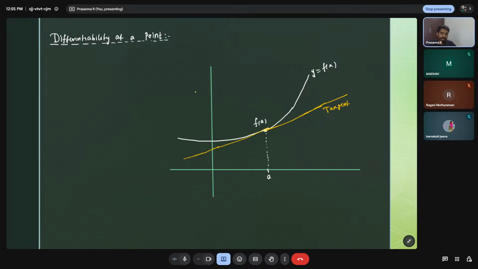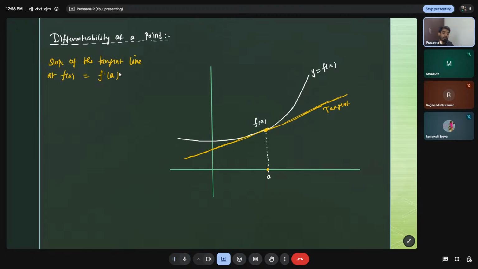The slope of this tangent line at f of a will be some number. I'm going to call that number f dash of a. So f dash of a is nothing but this: you have a, you have f of a. At f of a, you draw the tangent line to the curve. The slope of that tangent line is a number, and that number I'm going to call f dash of a. So very simple, right?